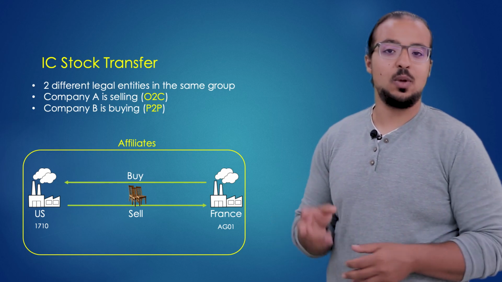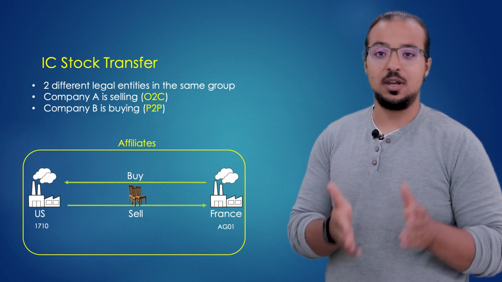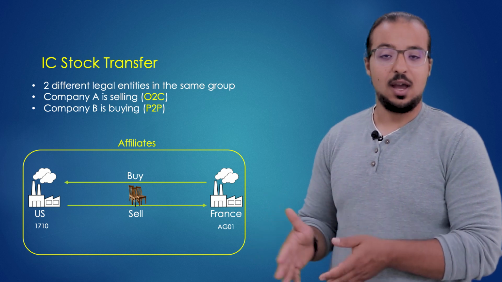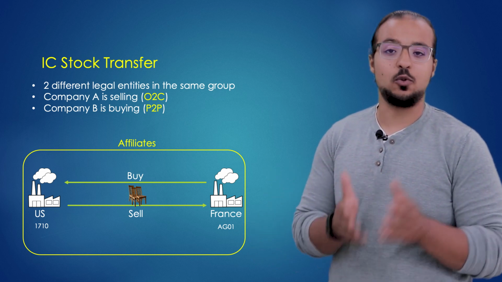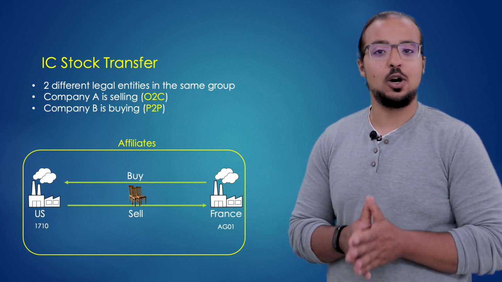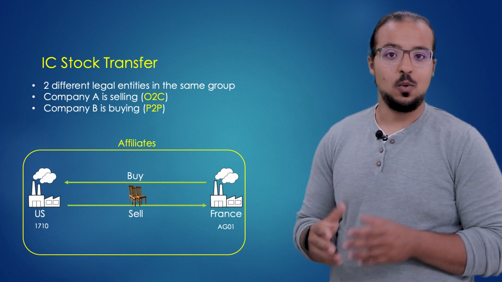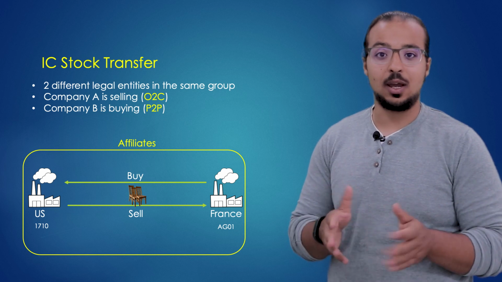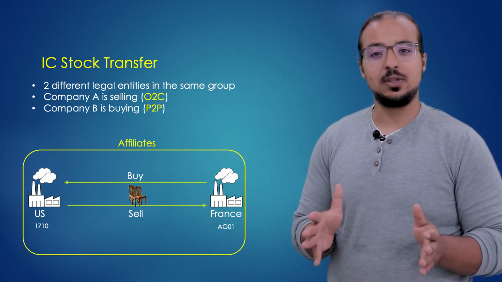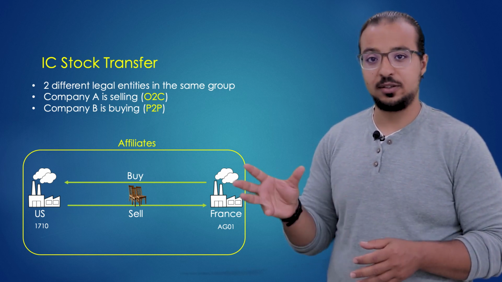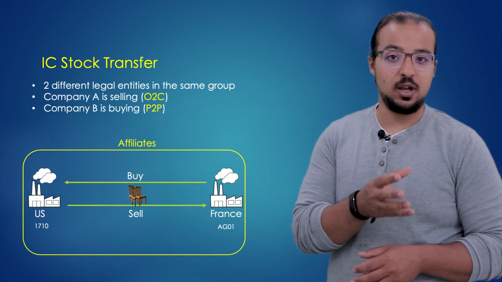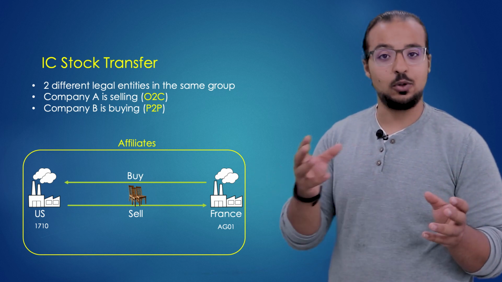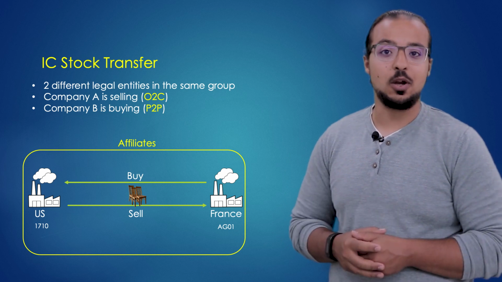In the example today, we have two sister companies, one of them in US and the other in France. And France is asking for some stock from US. Now remember that these are two different legal entities, which means each one of them will have its own accounting entries and its own accounting records. So this process is exactly similar to France buying the products from US and US selling the products to France. And this is how it will be recorded in their books.